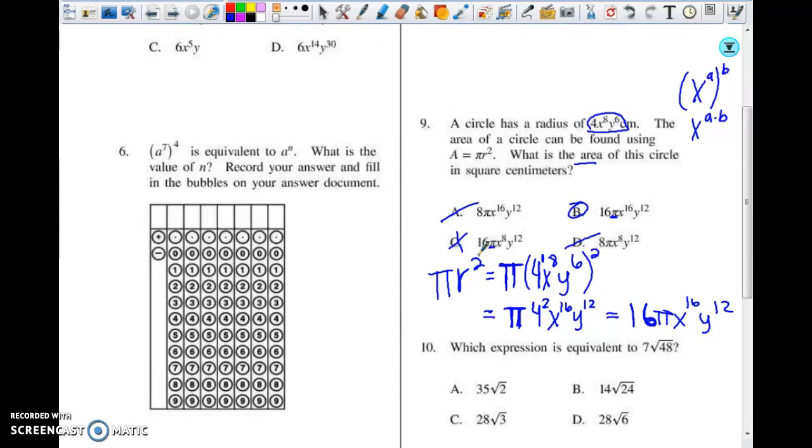So go on ahead, finish up. If you have any questions, please ask me. These are all the questions on your test that you'll see Thursday.